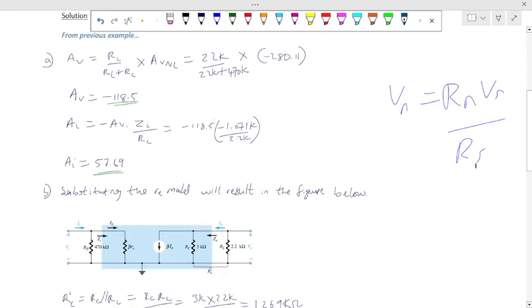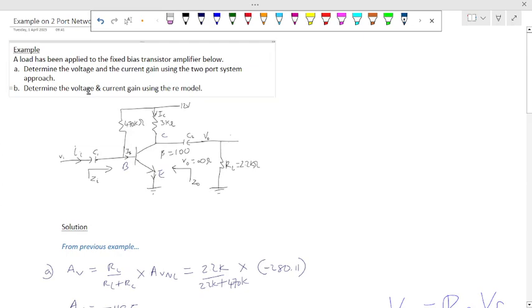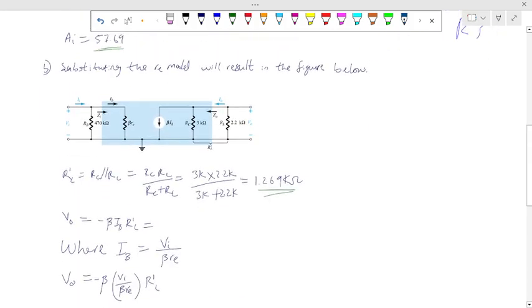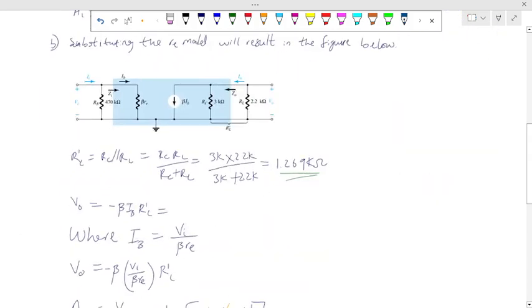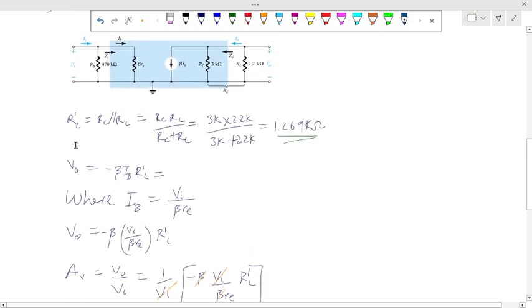But in the B part, we want to determine the voltage and current gain using the RE model, and of course this is the RE model. Now in this RE model, look at these parts, they are parallel. So this is the equivalent load resistance, all the resistance at the load side, and that's ROC parallel to RL. Of course, you just put in the values: ROC puts its value, RL puts its value, and you get that.